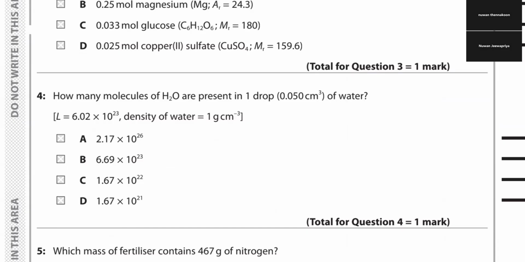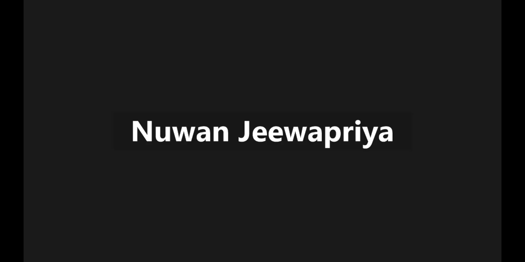They have given the volume of 1 drop of water. They ask how many molecules of water. So we find first the moles of water. Before that we will find the mass of water. We go in order. Mass of water. We find the mass here from the density, like in physics.